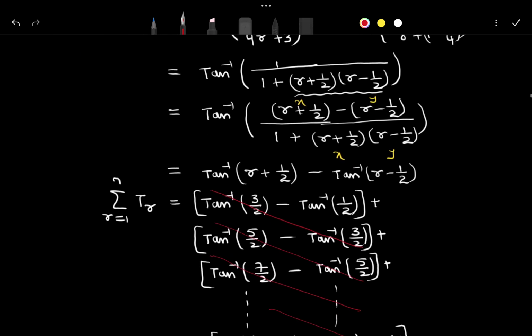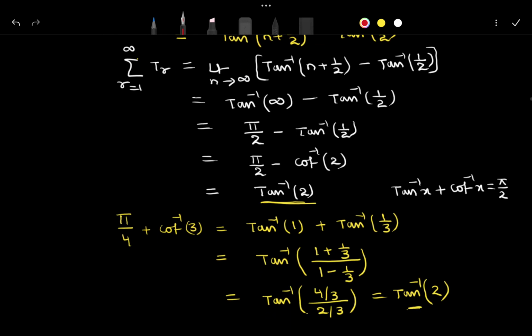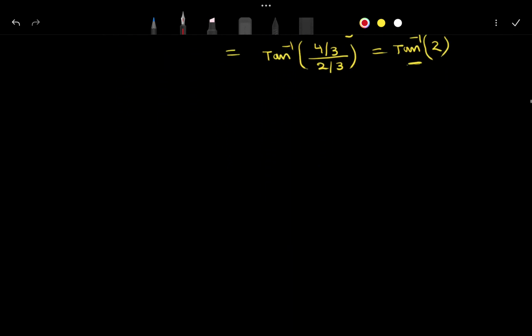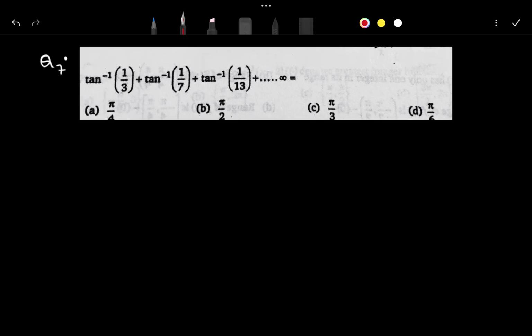Okay. Now in the same model, we will discuss one more question. See what the other question is. This question will be this one. Now here this one will be tan inverse 1 by 3 plus tan inverse 1 by 7 plus tan inverse of 1 by 13.